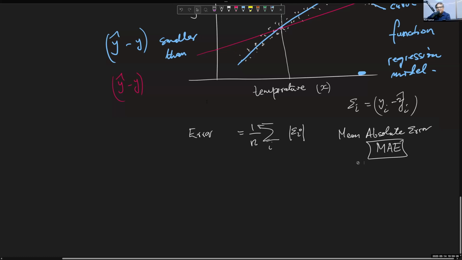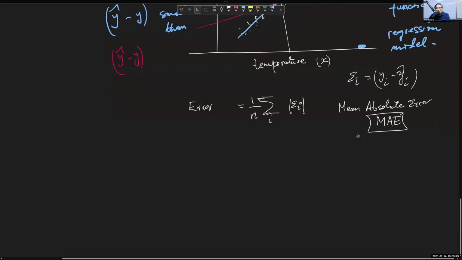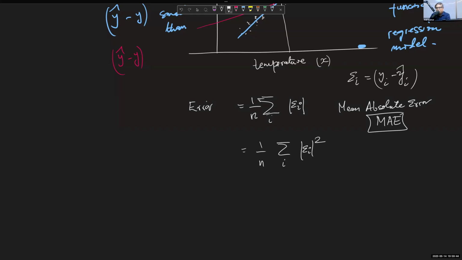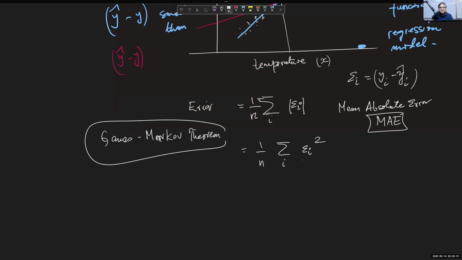But remember, I told you the story of Carl Friedrich Gauss. One of the observations that the great mathematician made is that while this is a good thing to use, an even better thing that you could use is you square it. When you square, you don't have to take the absolute value. You realize that because the square of numbers is positive anyway. Square of errors is positive anyway. Right? Why is squaring a good idea? It turns out that he and Markov are credited with a famous theorem called the Gauss-Markov theorem, which we won't go into.